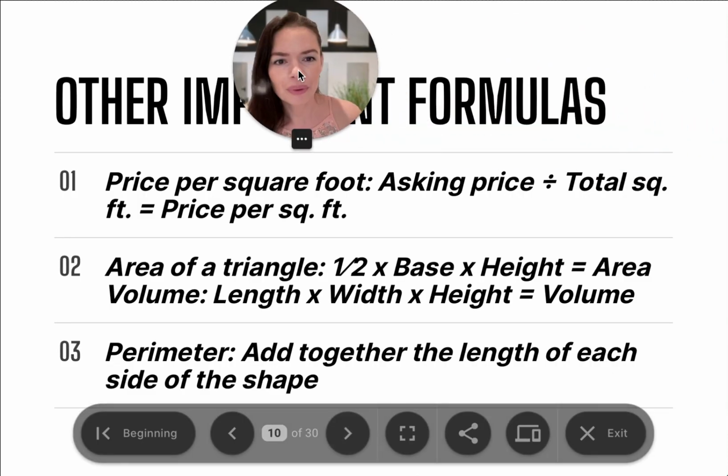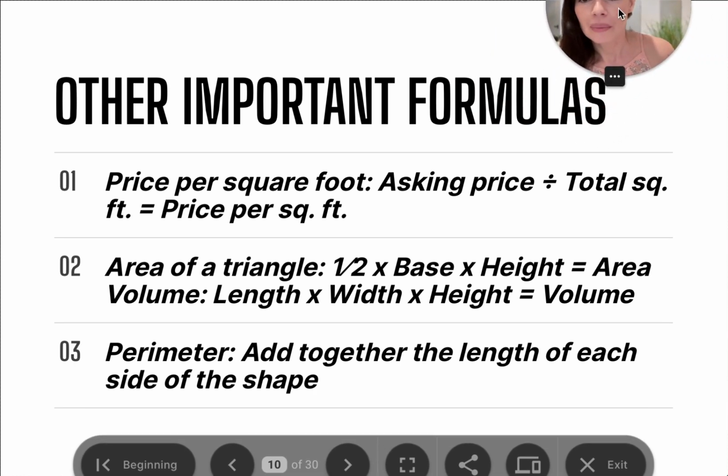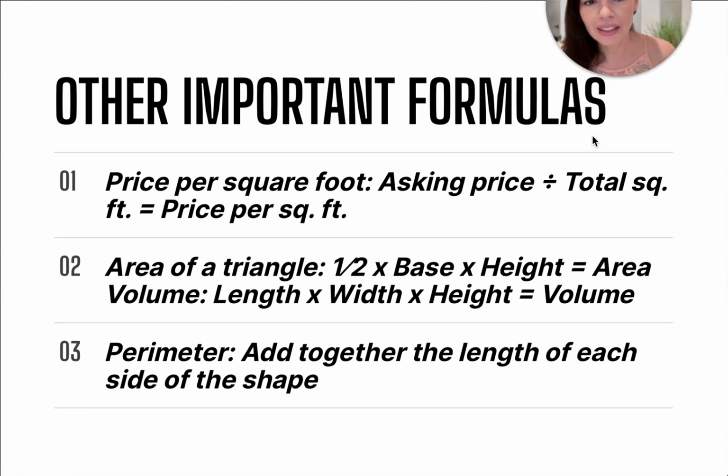Other important formulas. Price per square foot: asking price divided by total square feet equals price per square foot. Area of a triangle: half times base times height equals area. Volume: length times width times height equals volume. Perimeter: adding together the length of each side of the shape.